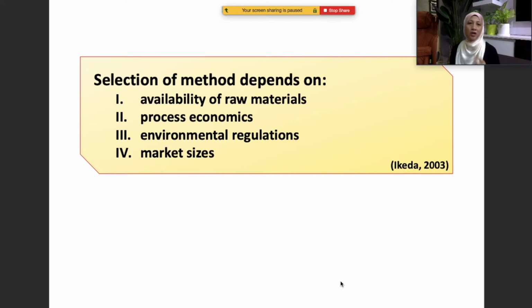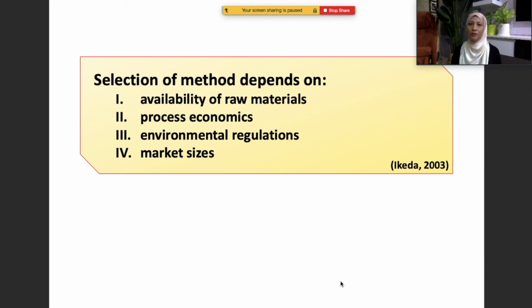Okay, the second is the process. The process must be economic. I've mentioned to you so many times already, when we are talking about industrial production, you always need to think about the cost and the profit. So the process needs to be economical, so that you can get profit.